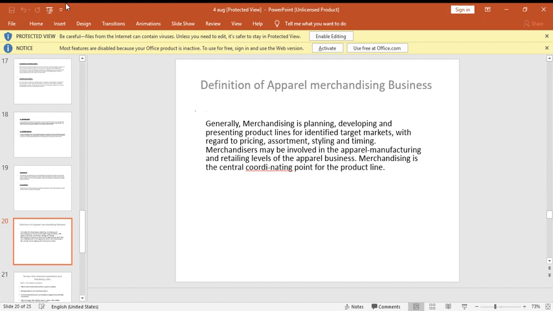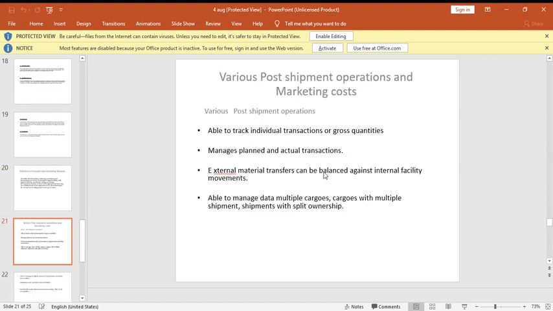Merchandisers may be involved in the apparel manufacturing and retailing levels of the apparel business. Merchandising is a central coordinating point for the product line. In other words, it is a mediator. A merchandiser is a mediator between the buyer and the factory. And the next and last objective is various post shipment operations and various marketing costs.